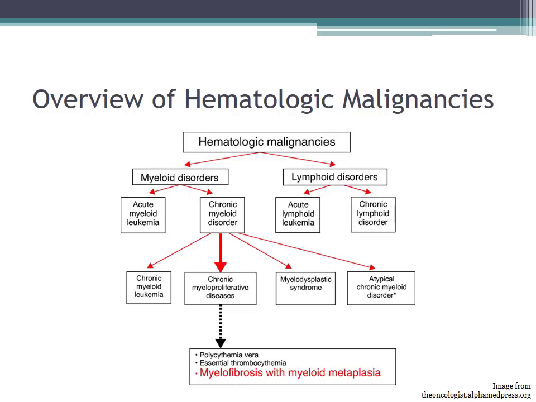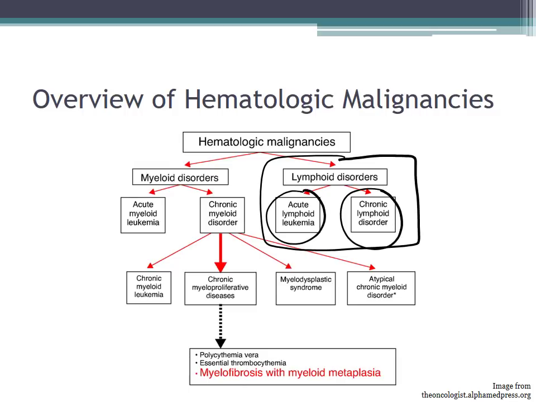So here's another view of the lymphoid disorders, not looking from the hematopoietic stem cell point of view, but just hematologic malignancies in general. And the area that we'll be discussing today are the lymphoid disorders, and these will be divided into two big areas: the acute lymphoid leukemia and then all the chronic lymphoid disorders.